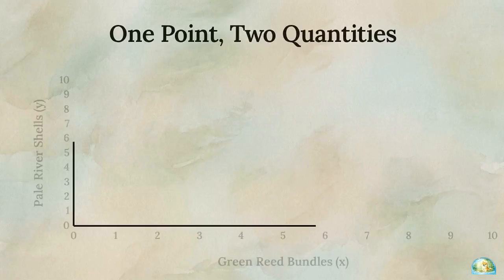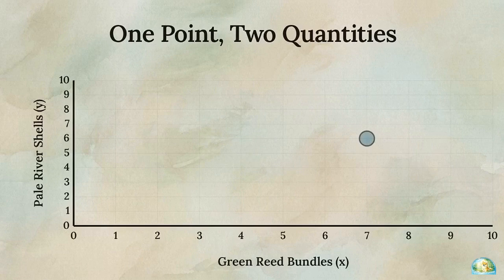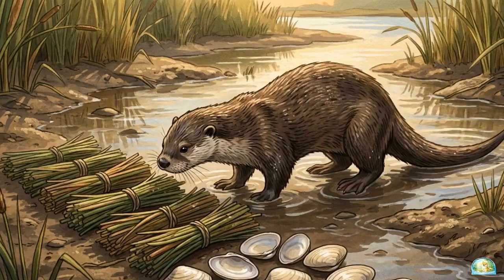In mathematics, a point on a graph is a specific location that tells a complete story about two connected, real-world quantities. Watch the scene closely.